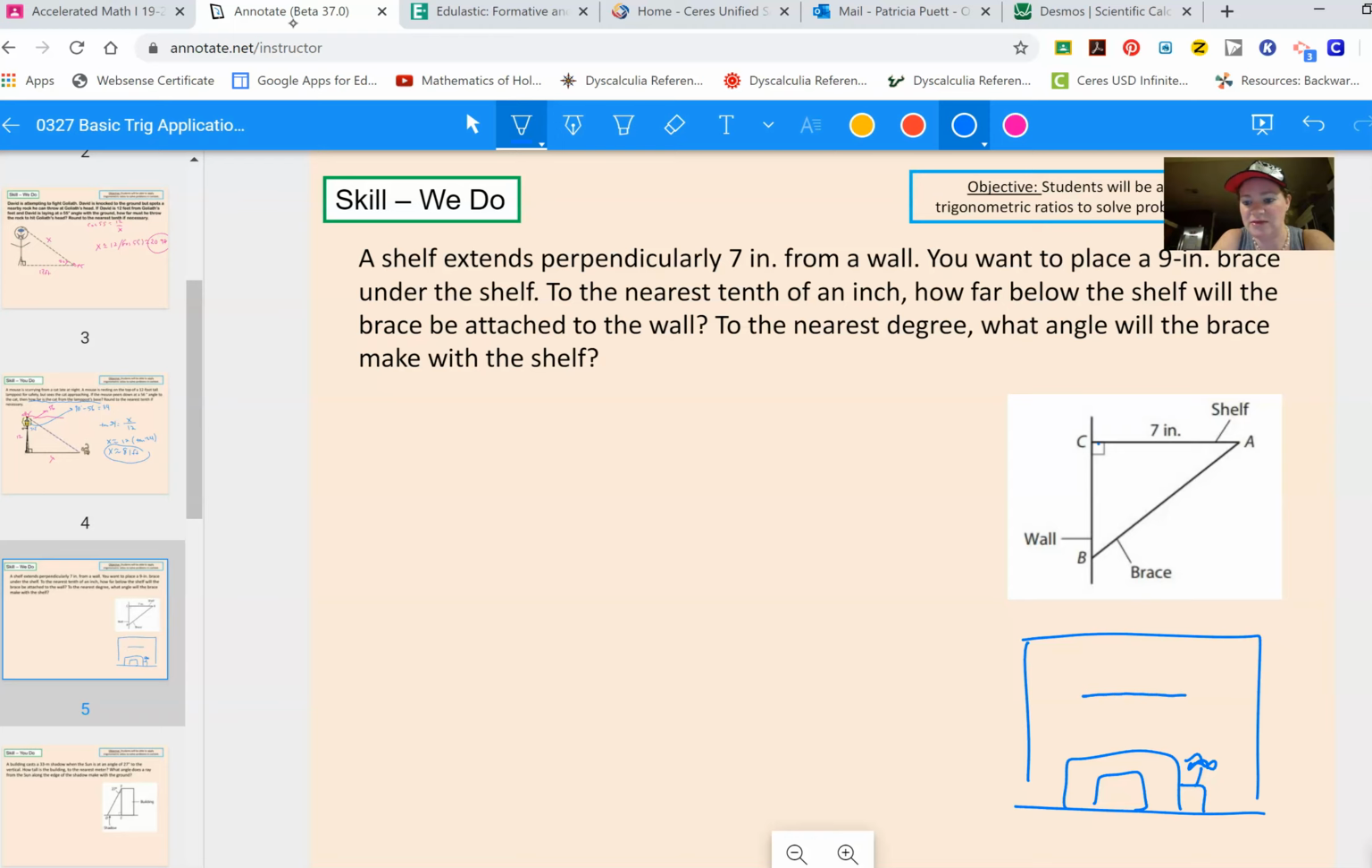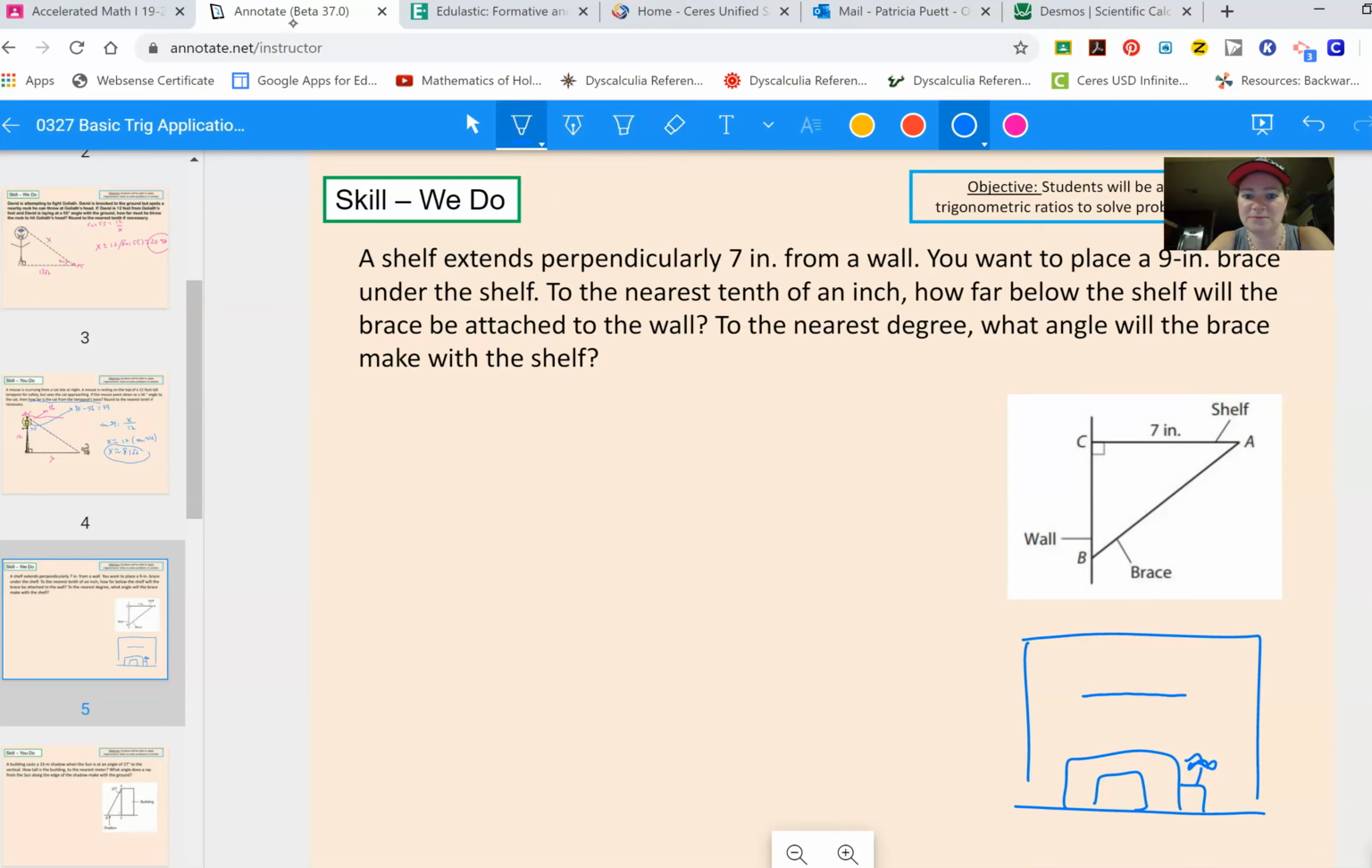This is looking at the shelf head on, like me looking at it right here. And then this is looking at the shelf on its side. The braces are what's holding the shelf up, and this is what you're putting on the shelf, like if you have a little box right here. So this is actually the shelf itself, just so you know, because it's hard to visualize something sometimes.